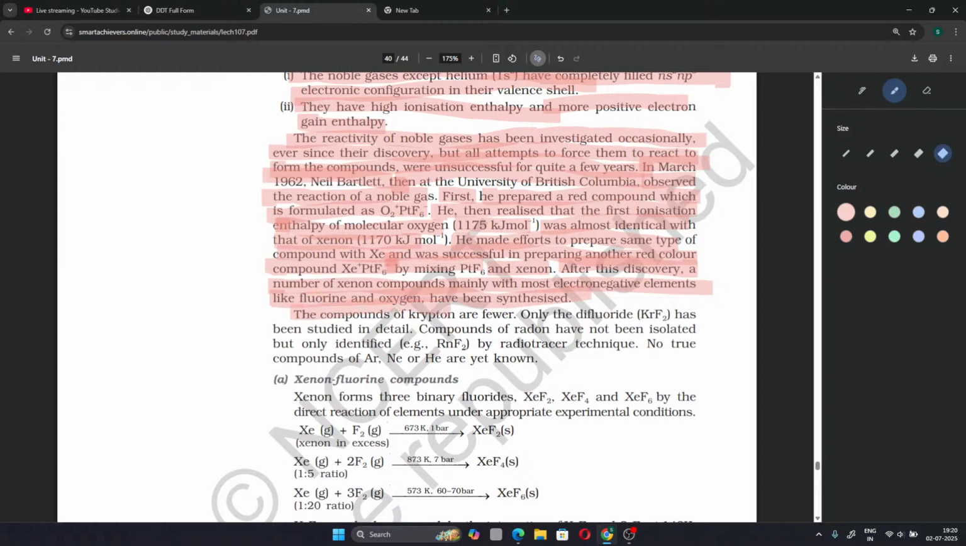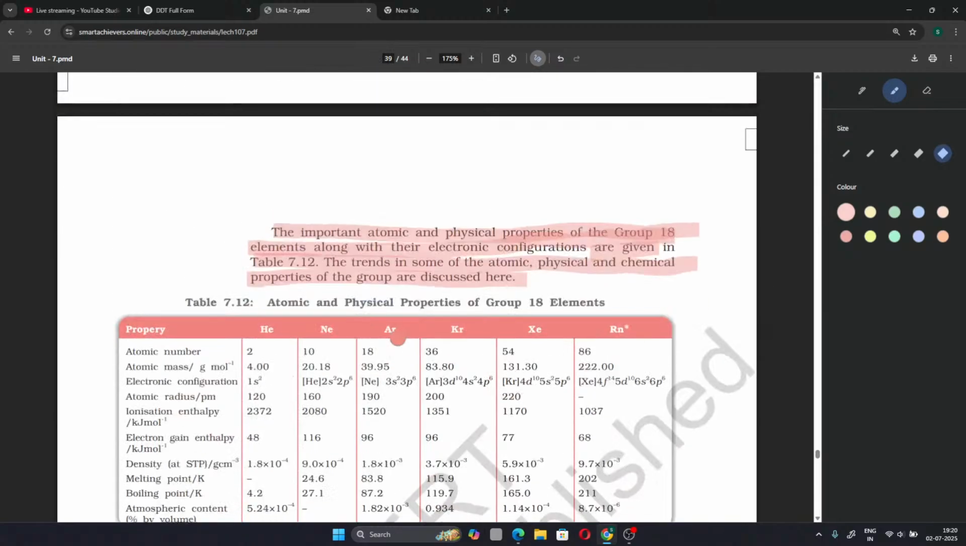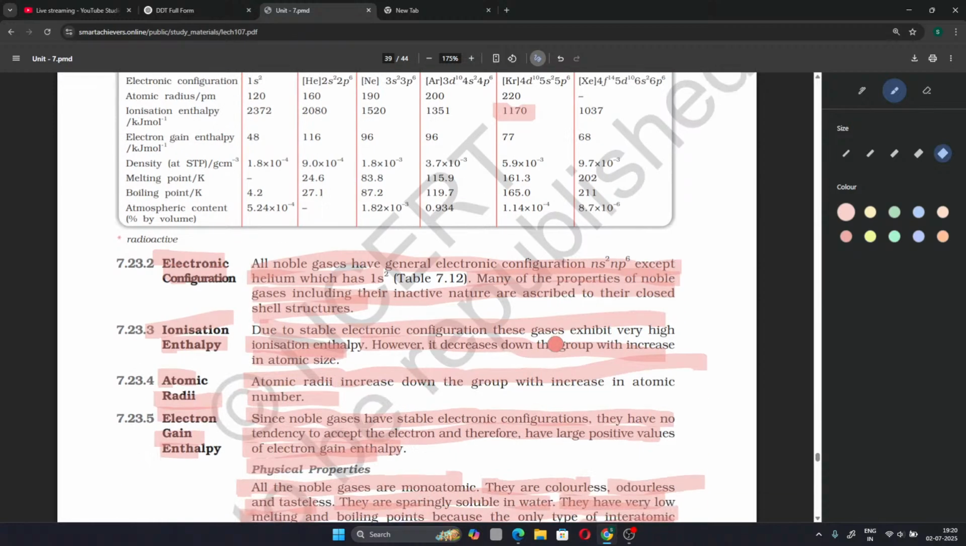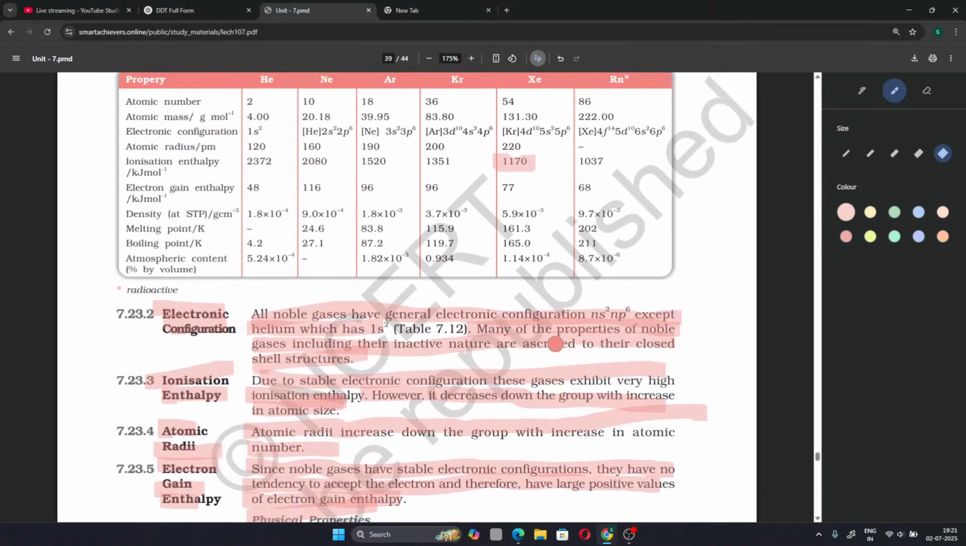After this discovery, many compounds with xenon were formed. The compounds of krypton are fewer because xenon has the least ionization enthalpy, as we see in the table. It is the lowest group element, not including radon. Because of that, xenon is one of the most reactive noble elements.